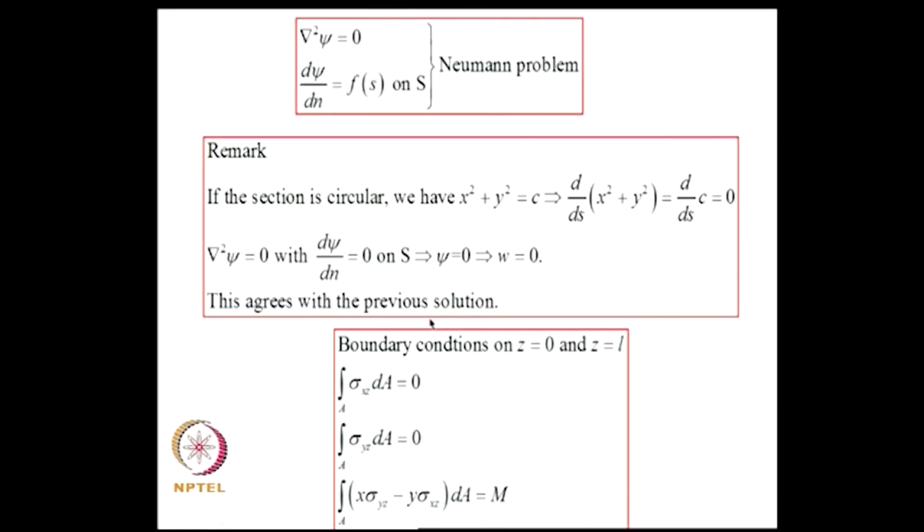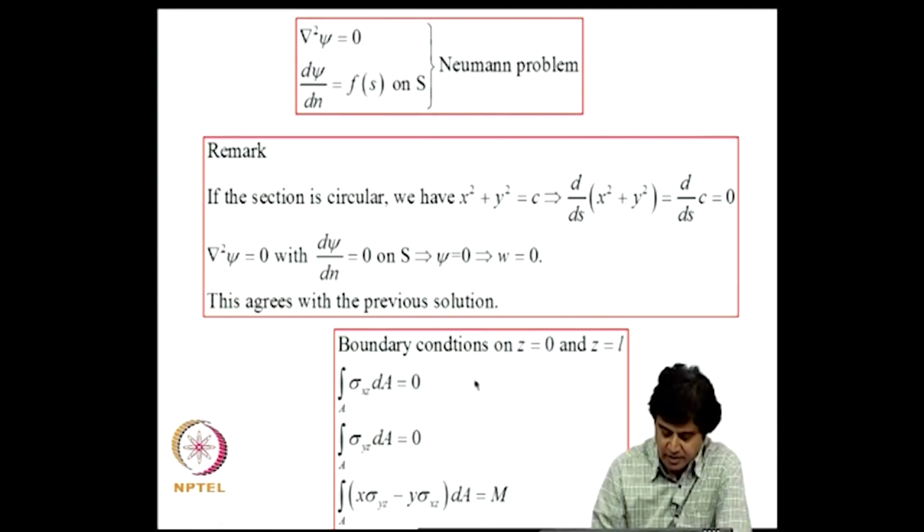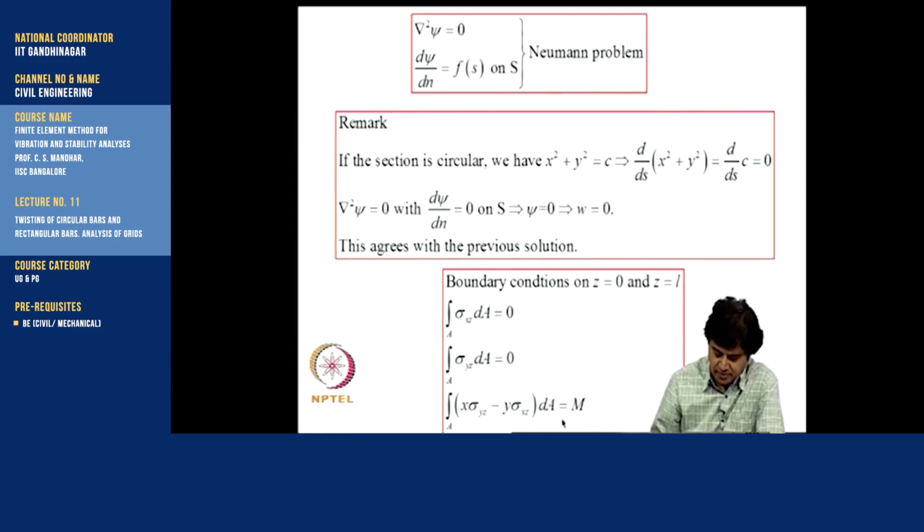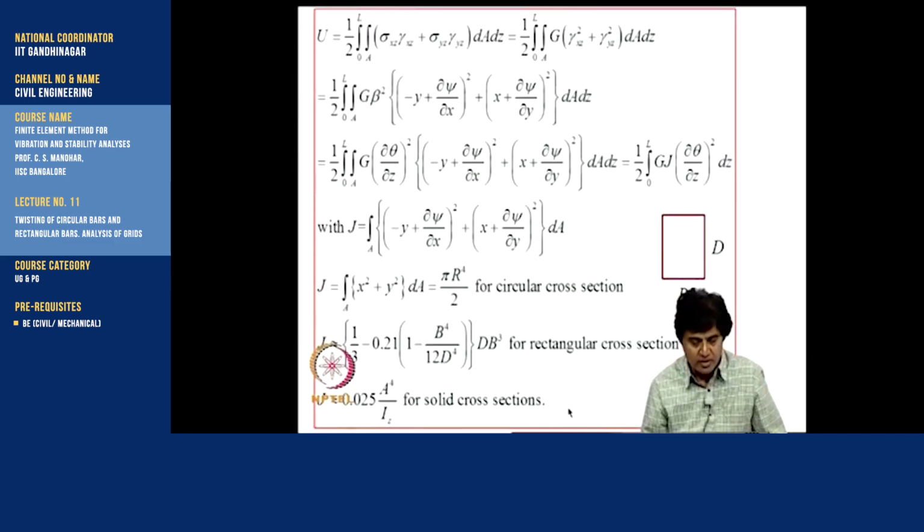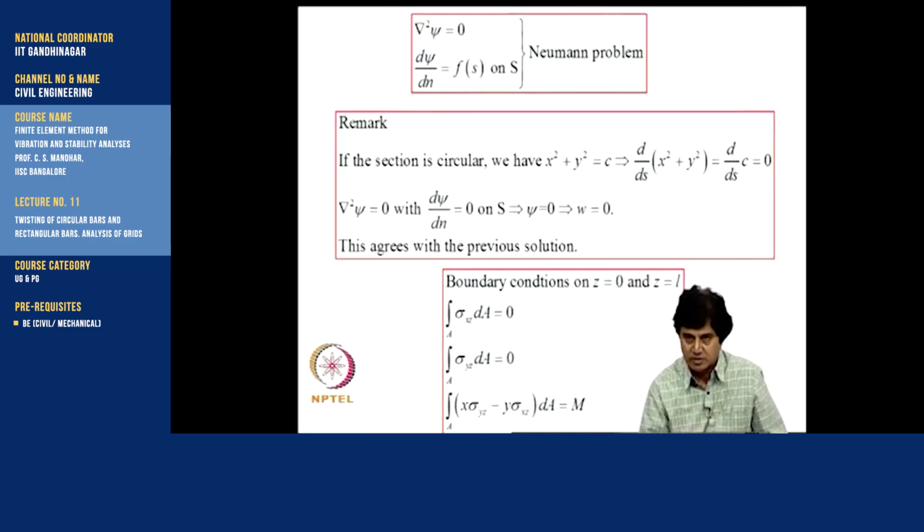in the previous discussion. The boundary condition on z equal to 0 and z equal to L, axial thrust is 0, therefore, this is 0, this sigma yz dA is 0 because there is no shear, this is 0. Now, the moment is this. Okay. So, from this I will be able to get beta, which is still an unknown. So, this completes the elasticity solution.